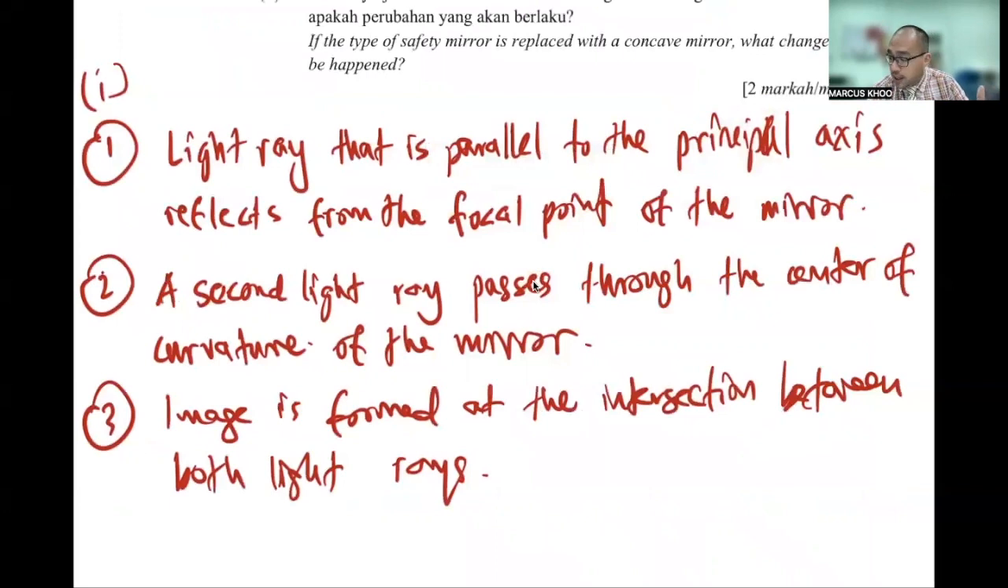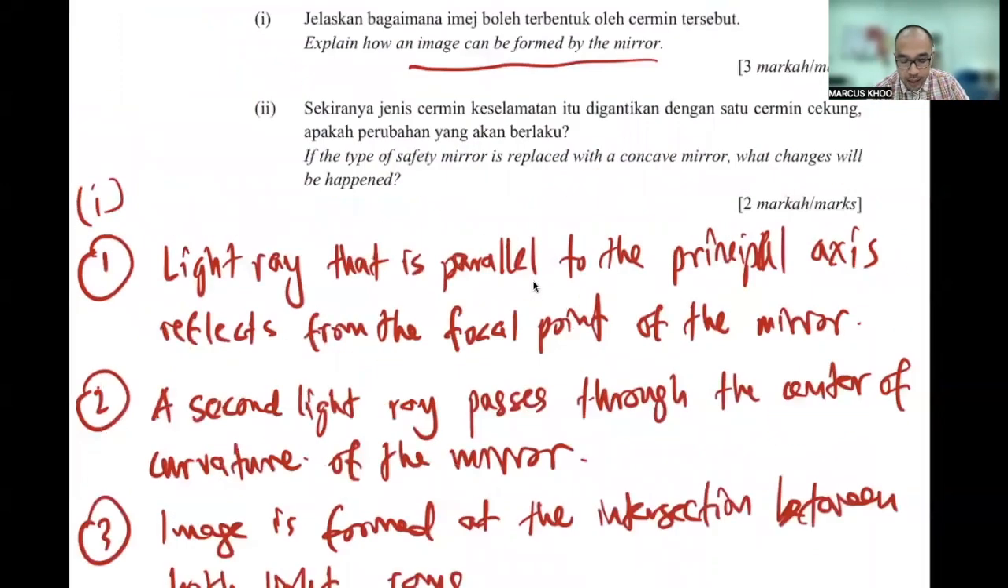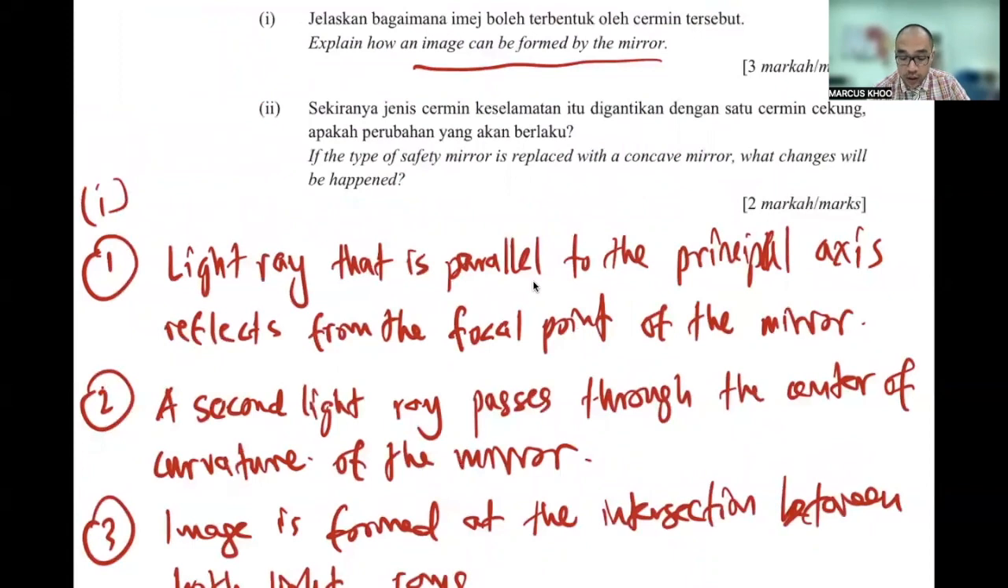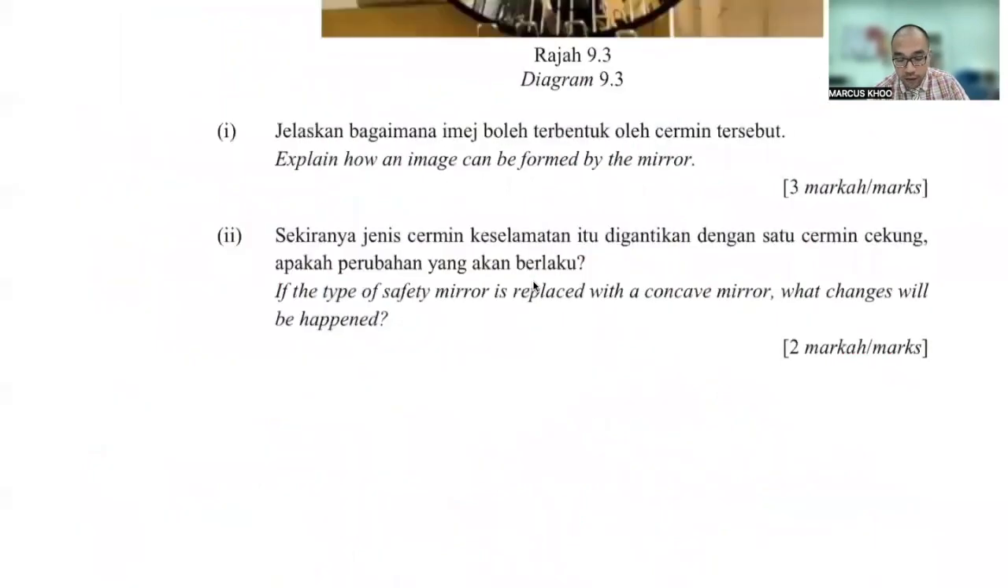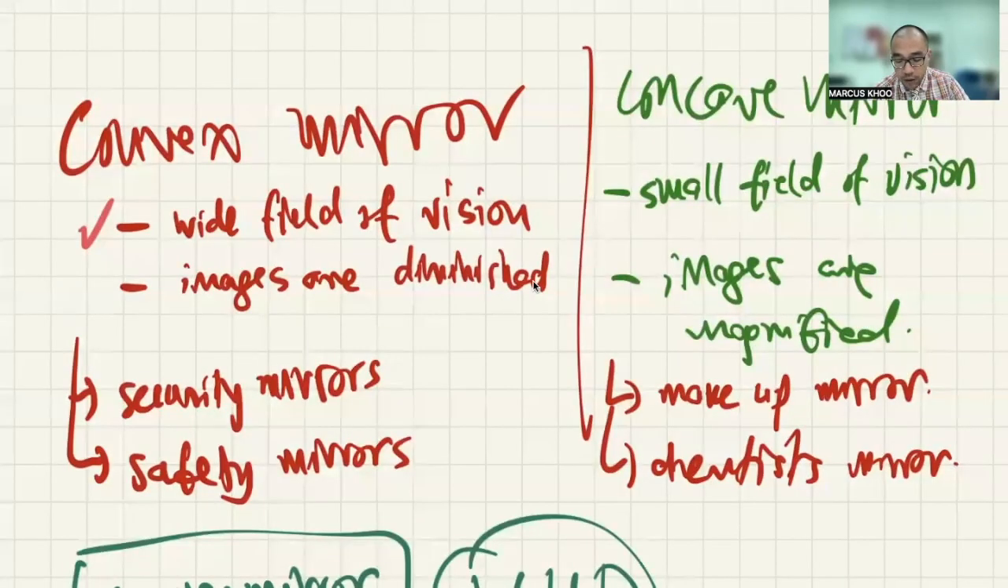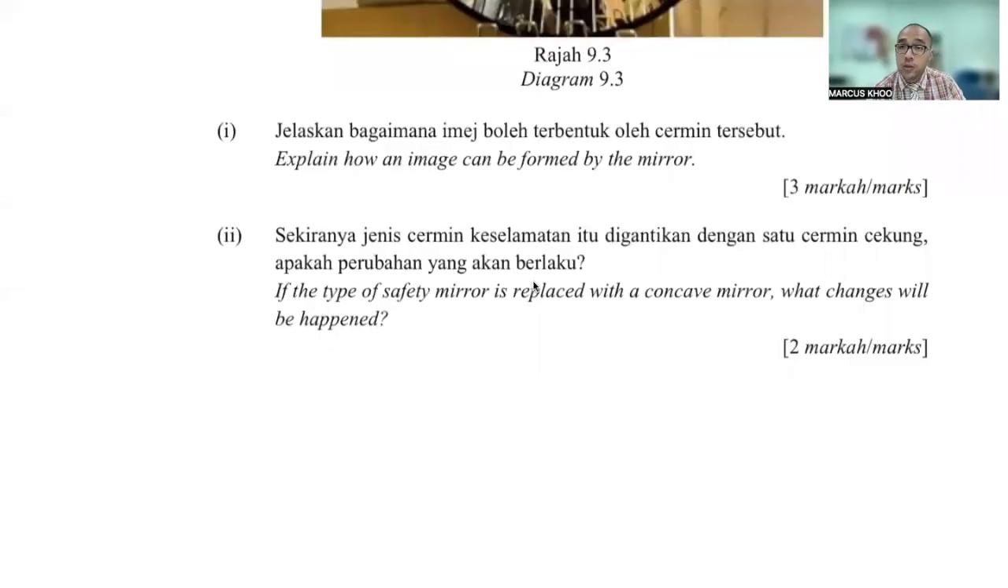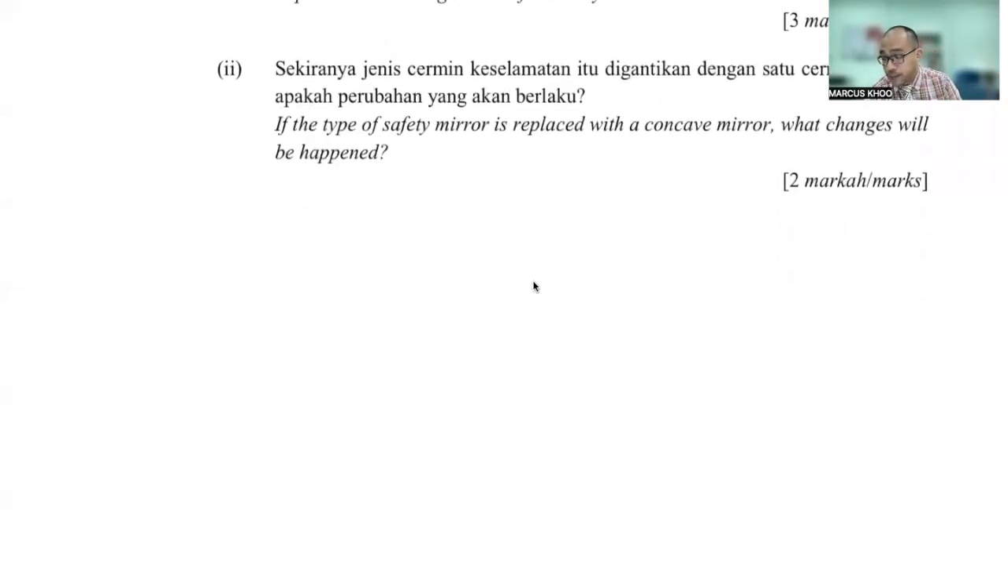Basically, this question is asking you to explain the drawing that you were doing just now. If the type of safety mirror is replaced with a concave mirror, what are the changes that can happen? When you change it to a concave mirror, the field of vision becomes smaller and the images become magnified. And actually not just magnified, it also becomes inverted.